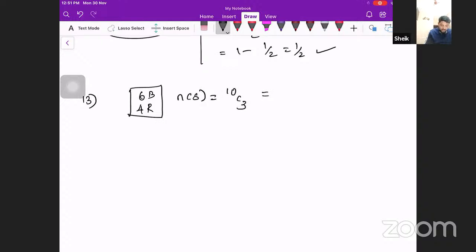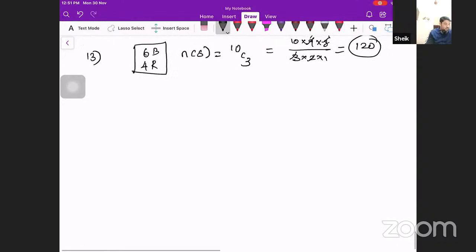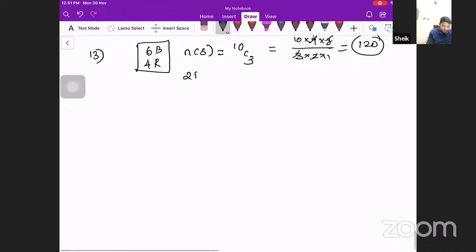So what is 10C3? I hope you know. 10 into 9 into 8 divided by 3 into 2 into 1, which is 120. So 10C3 is equal to 120. Now, the question is, what is the chance that 2 balls are blue and 1 red? That means I have to find out 2 blue and 1 red.